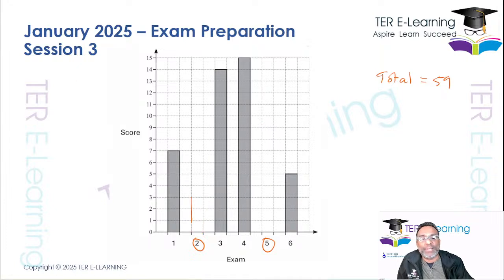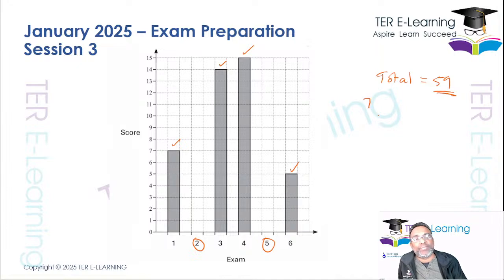Now, for those of you trying to figure out how we're doing that, well, you know the total score is 59. So what you could do is take this score, add it to this score, add it to this score, add it to this score. So that is 7. So watch what I'm going to do here.